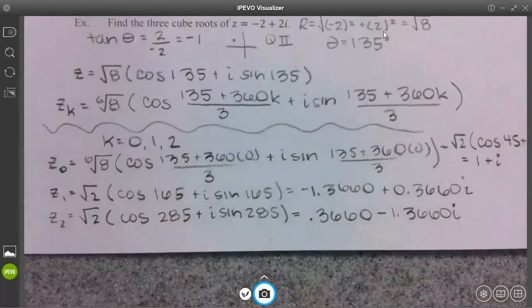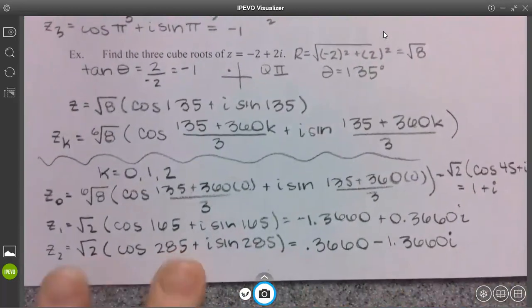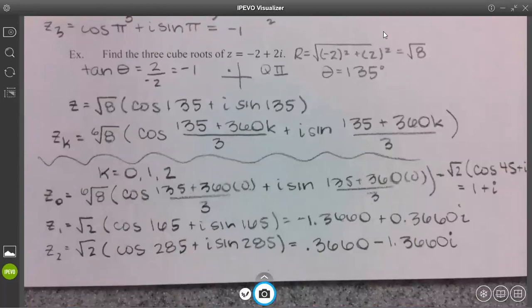So they're not very hard problems, but they are a little bit longer. And again, if you get regular roots, like the 6 roots of 1, like the first one, it's easier to use the quadratic formula. But if you get one that's imaginary, then you're going to have to do it like this.